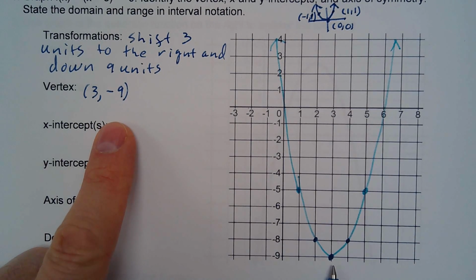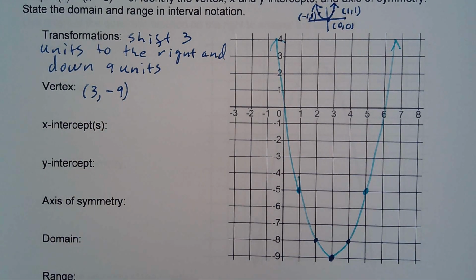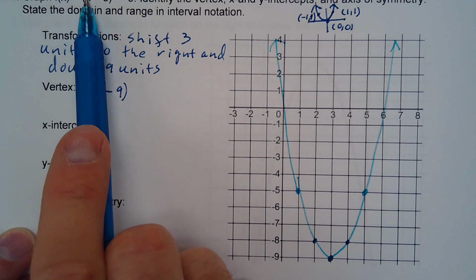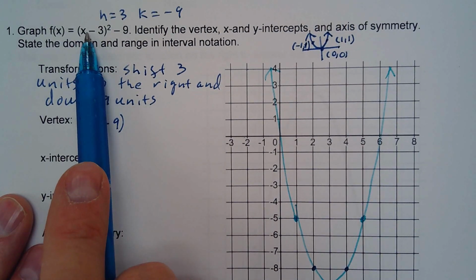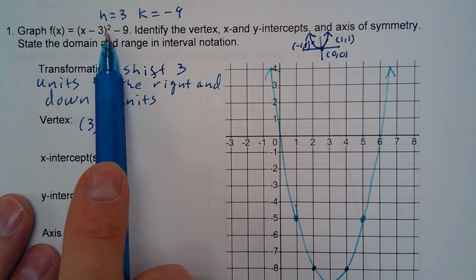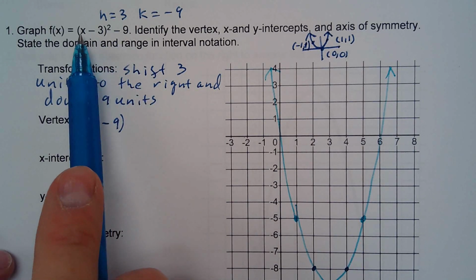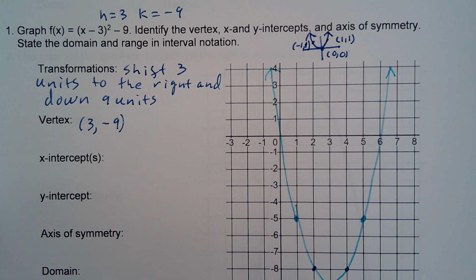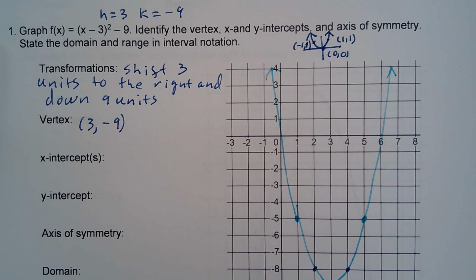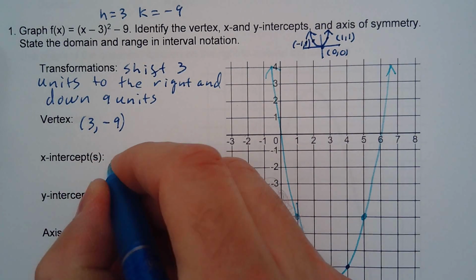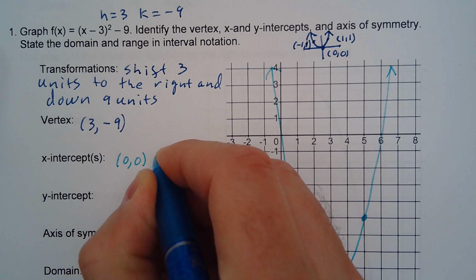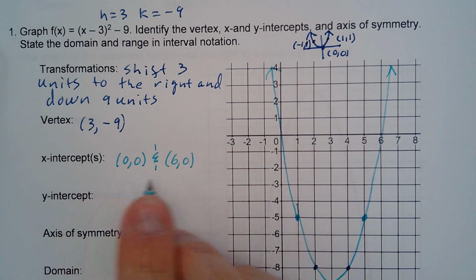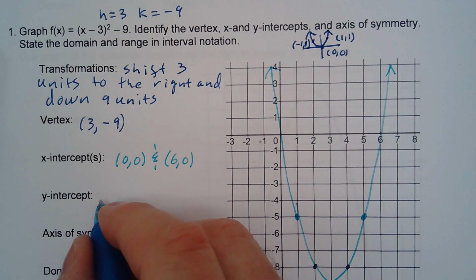So notice this does match my vertex here. Now from the graph, it looks like my x-intercepts are 0 and 6. Let's just verify that. If I plug in 0, this is negative 3 squared, which is a positive 9, minus 9 is 0, that works. If I plug in 6, 6 minus 3 is 3, 3 squared is 9, 9 minus 9 is 0, that also works. So I can read off what my x-intercepts are. The point (0, 0) and the point (6, 0). And that (0, 0) is also going to be my y-intercept.